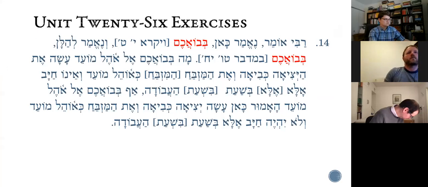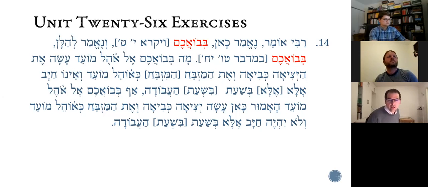Okay. Now we're back to you, Luke, for number 14. Okay. רבי אומר נאמר כאן, בבואכם, ונאמר להלן בבואכם. מה בבואכם אל אוהל מועד עשה את היציאה כביאה ואת המזבח? Isn't Mizbeach? In this one, I just changed a couple of vowels, but I put them in parentheses. I didn't change what you wrote. No, okay, it's mizbeach. Yeah, you're right. I think it was messed up from Aramaic.